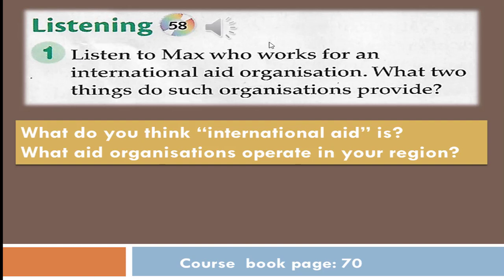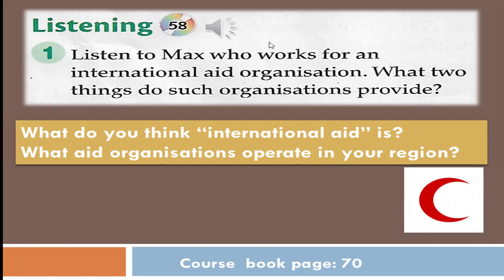Now, according to international aid, international means global or universal, and aid means help. Now, international aid means global help or universal help. That means when some countries are hit by a natural disaster or have a conflict, they need the help of other countries. So those countries help each other. This kind of help, we call it international aid. Now, according to the organizations in our country, we can mention here the Emirati Red Crescent, which always helps other countries when they are in need.